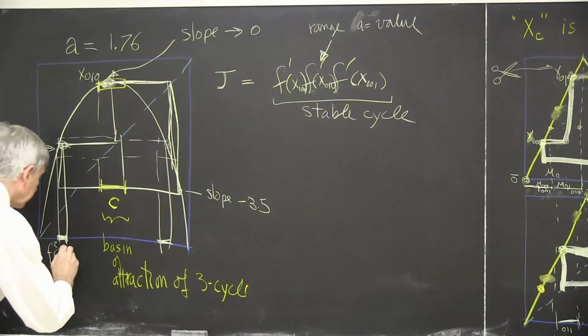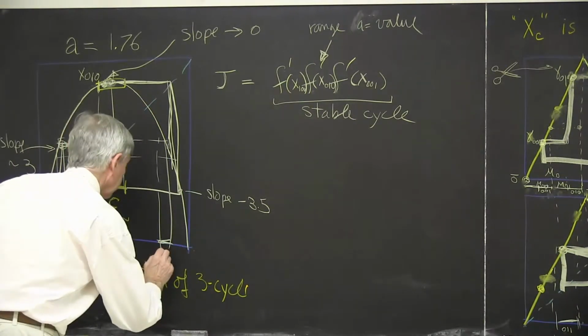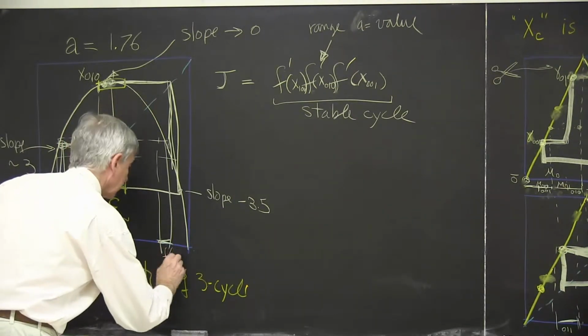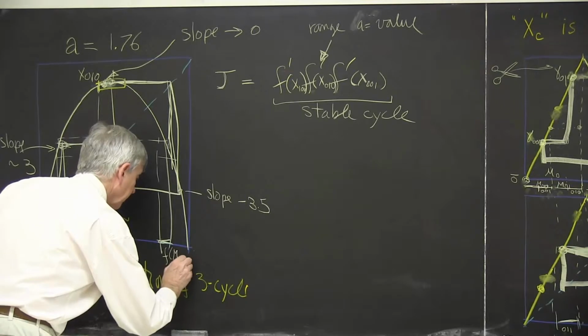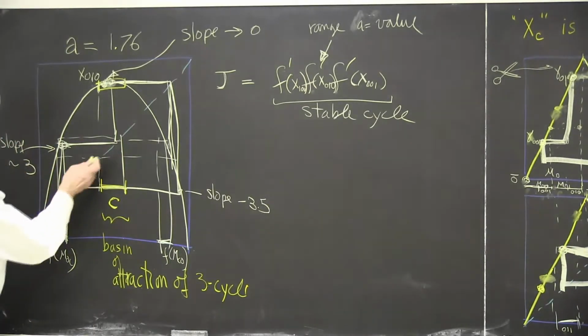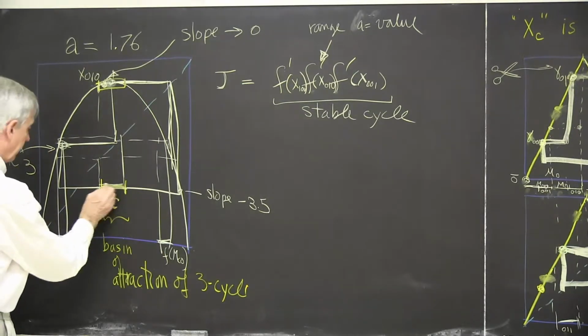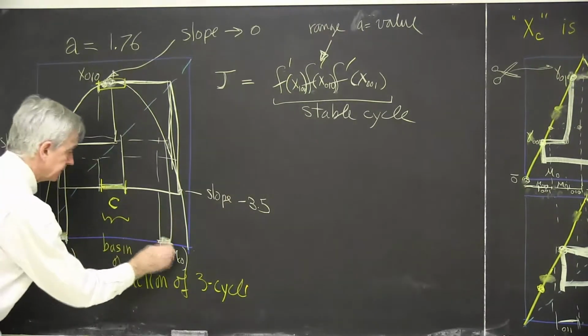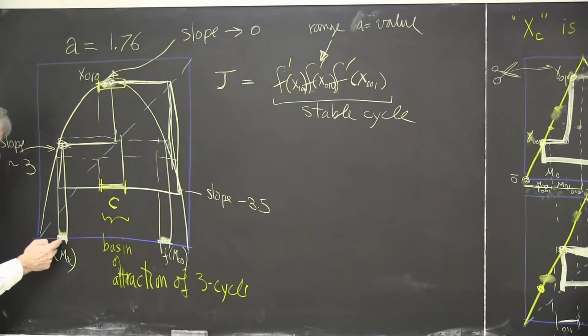So this interval here, call it 0C, and this whole interval, call it MC0, which in one iteration ends in here. There is an open interval of points where I end up in this three-cycle.